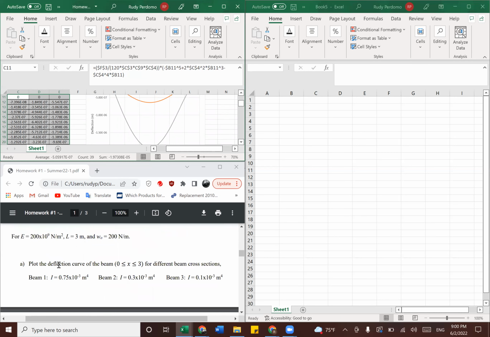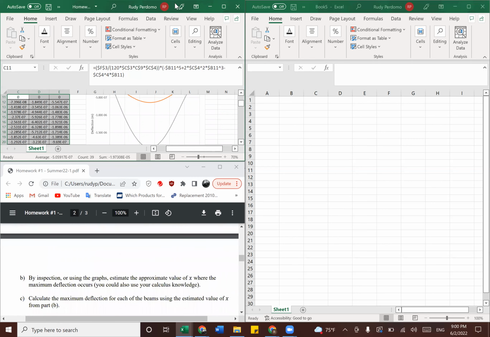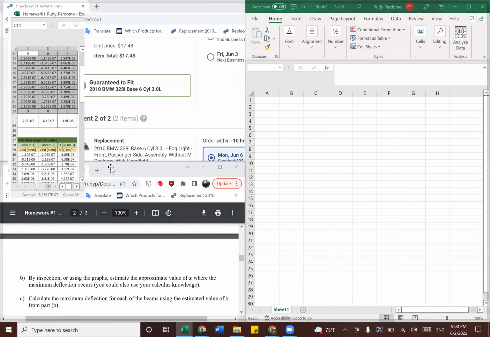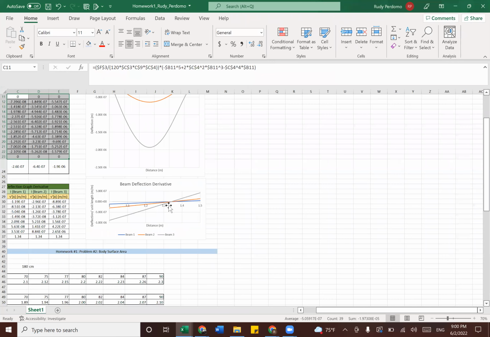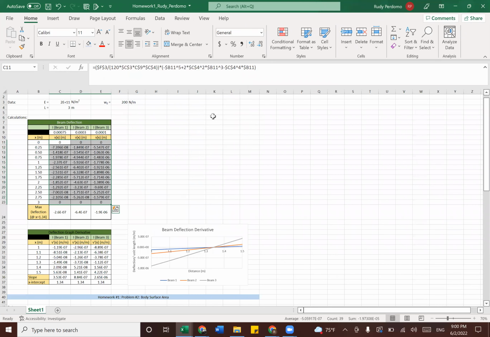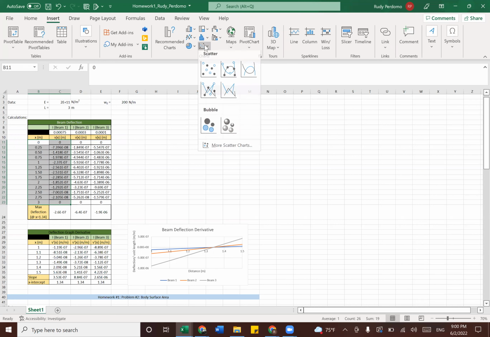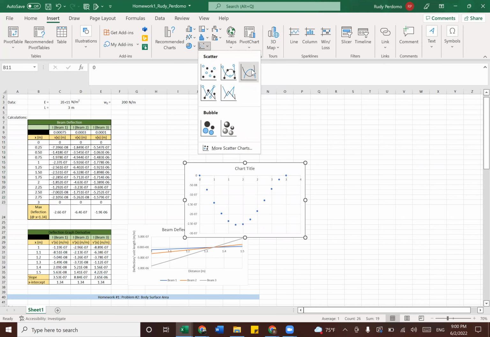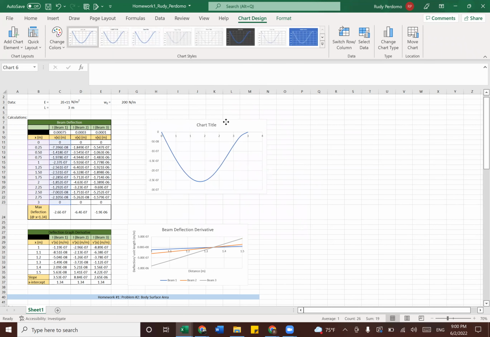So it says plot the curves. So the first step is to plot the curve. So we can just delete this for now. So what we're trying to do here is plot 3 different curves onto a single graph. So you first start off with plotting one set of data. Insert, scatter plot, or this line graph. Scatter with smooth lines. Correct.